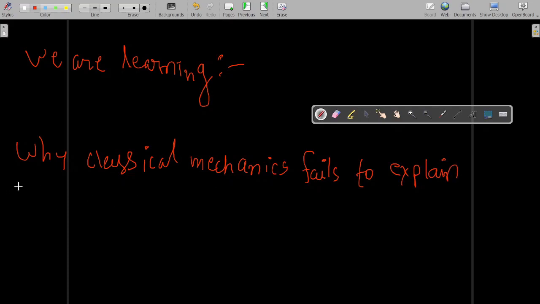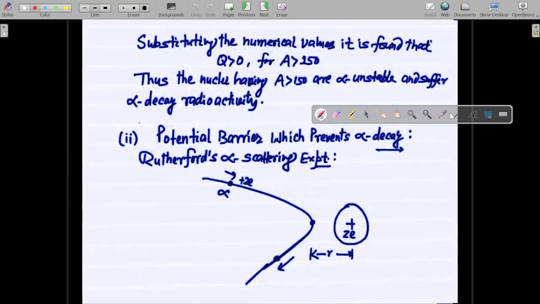Why classical mechanics fails to explain alpha decay. This is what we are learning right now. So let's understand the potential barrier which prevents alpha decay. Now, Rutherford's alpha scattering experiment.